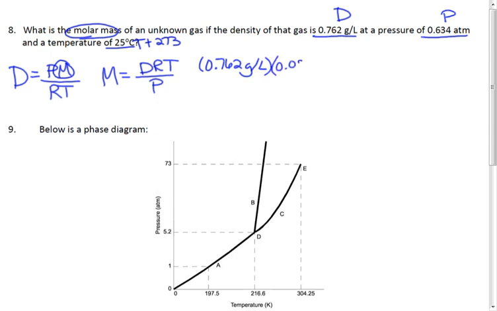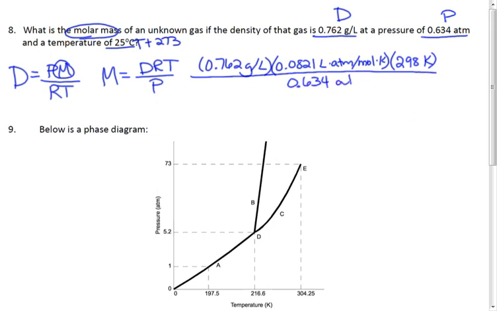R is our constant, liter atmospheres per mole Kelvin. Our temperature, we add 273 and we get 298 Kelvin. And then our pressure has to be in atmospheres, and it is 0.634 of those.